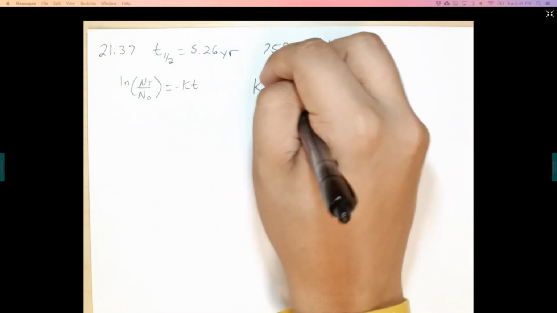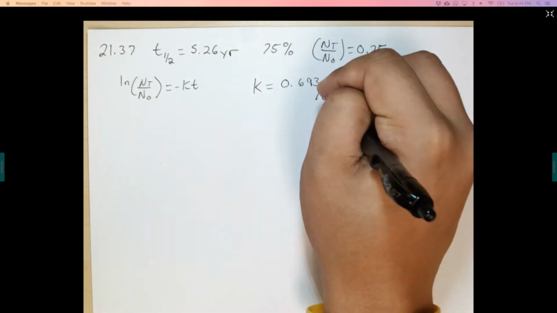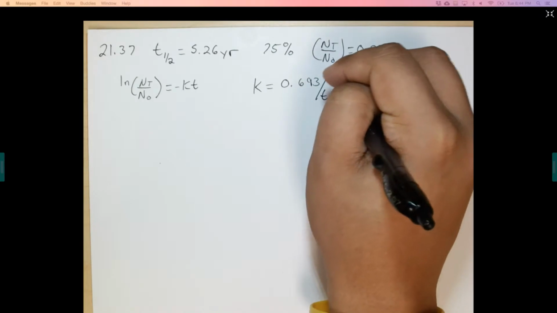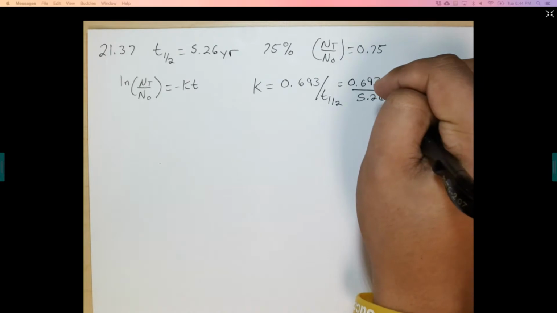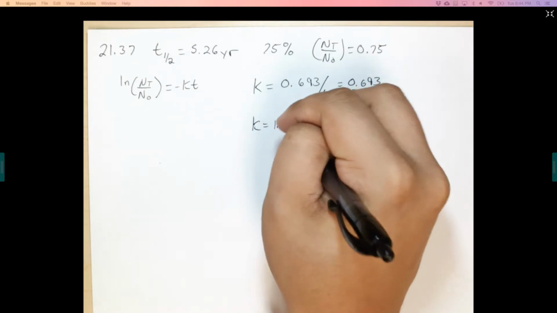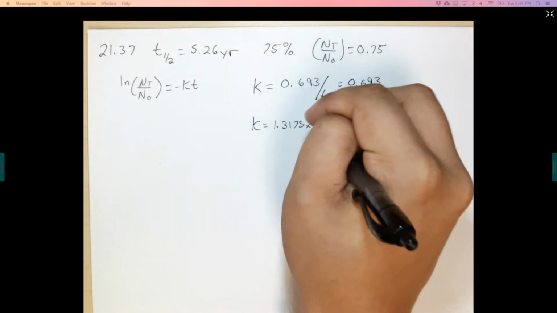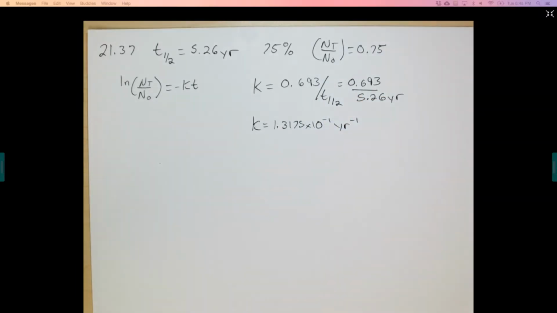So k is equal to 0.693 over the half-life, which is 0.693 divided by 5.26 years, and that value k is equal to 1.3175 times 10 to the negative 1 year to the negative 1. Remember, keep track of your units. I'm always going to suggest keeping plenty of significant figures when we're dealing in nuclear chemistry, because a lot of these numbers are going to have a large amount of sig figs.